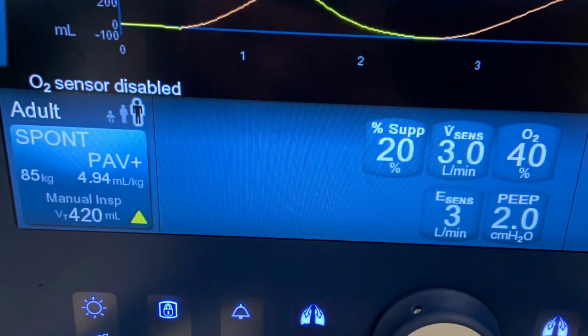At this point, I increased the ideal body weight inputted into the settings because the ventilator was limiting the maximum tidal volume that I could receive.